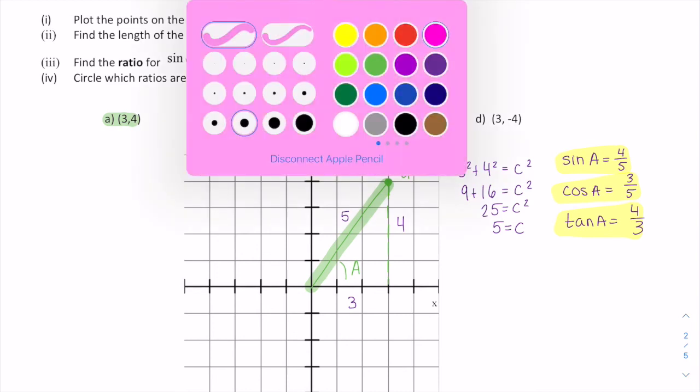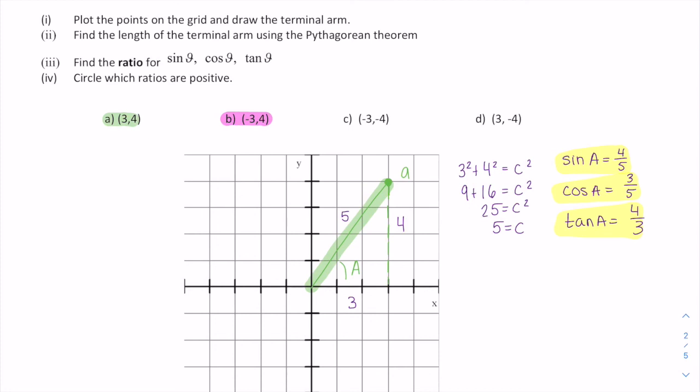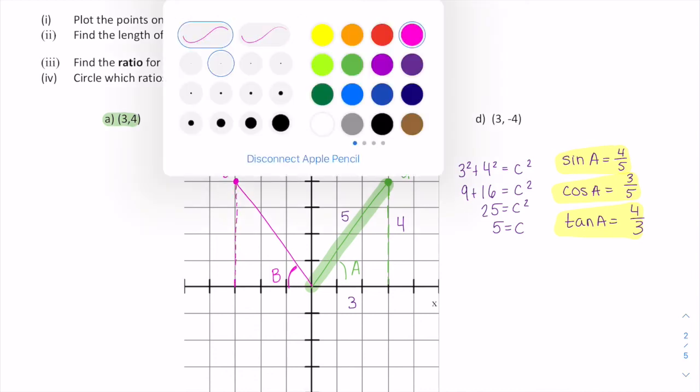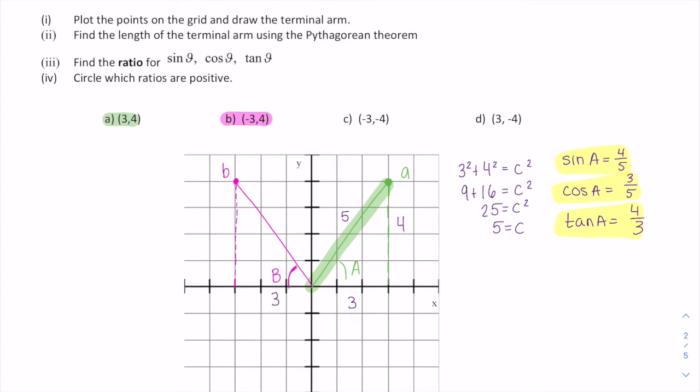Now let's do B. So B is at -3, 4. So let's draw out that terminal arm here. There we go. And we're going to be looking at the related acute angles here. We're always going to look at the related acute angles for this whole investigation. So here's B. And now we need to find the length of the terminal arm using the Pythagorean theorem. So this bottom is 3, and here is 4, like that.